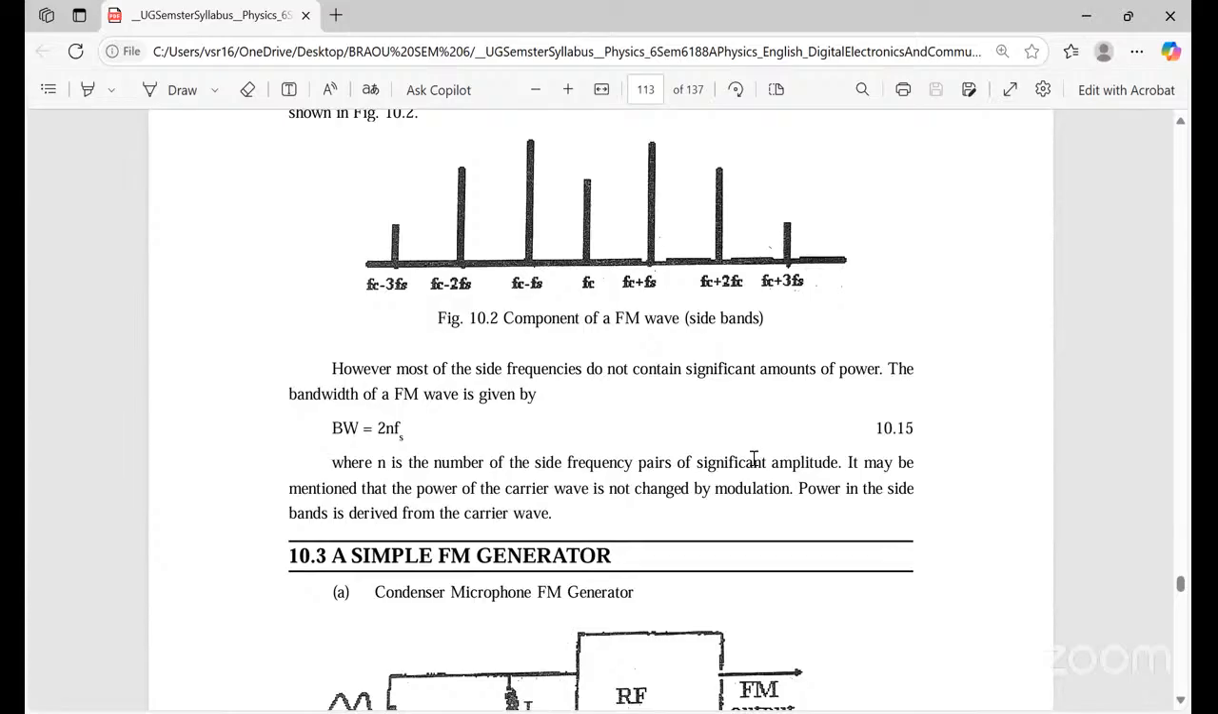It is 2nfs. So signal frequency is fs here, n is the number of side frequencies, which are pairs of the signal amplitude. And also it may be mentioned that the power of the carrier wave is not changed by the modulation. And power in the side bands is derived from the carrier.